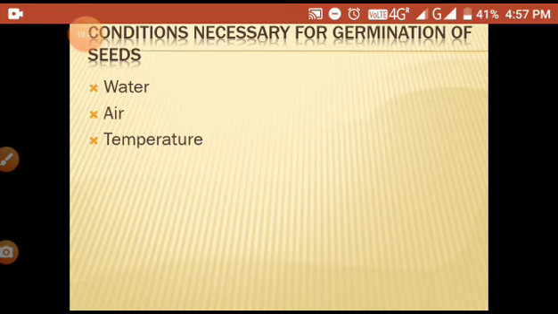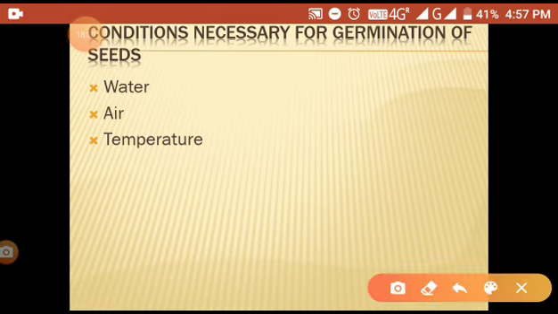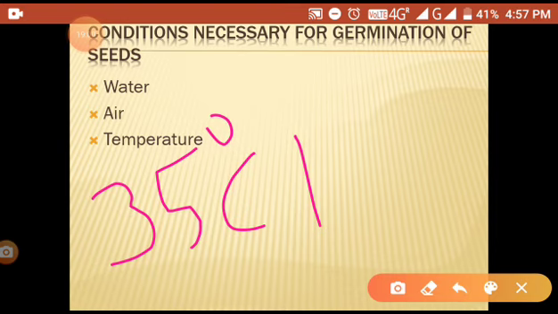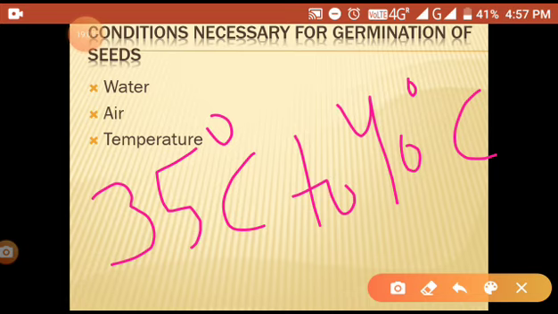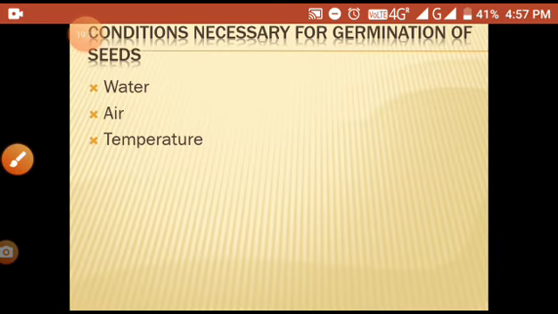Below 0 degrees C and above 40 degrees C, seeds cannot germinate. It is a very important point. The best temperature for the germination of a seed is 35 to 40 degrees C. This is the ideal temperature for seed germination. But below 0 degrees C and above 40 degrees C, seeds cannot germinate.